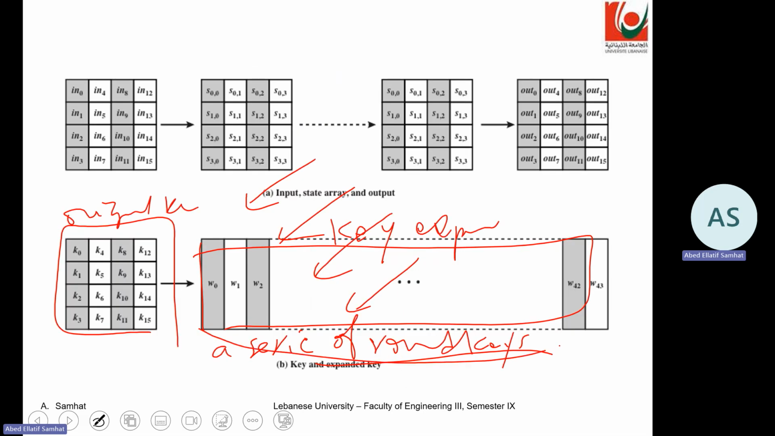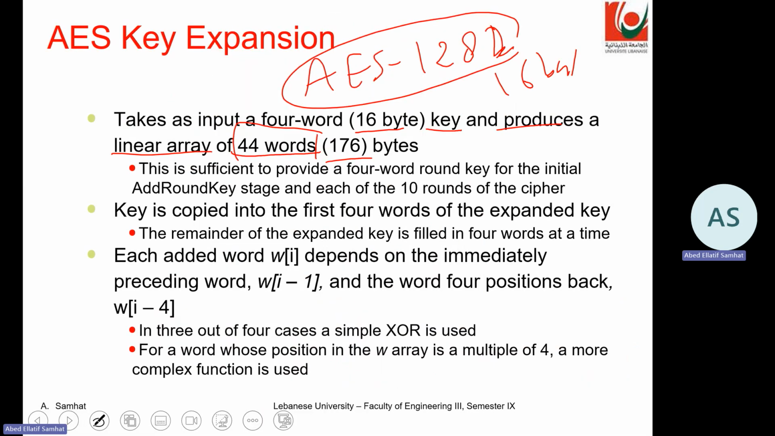So you will have here from W0 to W43, which is 44 words. If each word is 4 bytes, in this case we have 176 byte. And this is, as we said, sufficient to provide a round key for the initial add key round stage and each of the 10 rounds of the cipher.